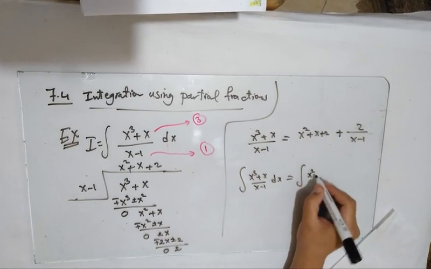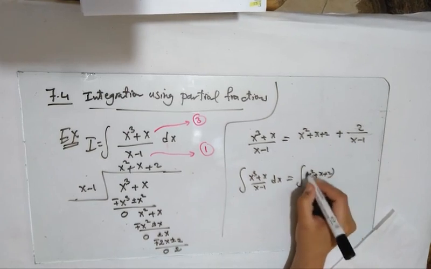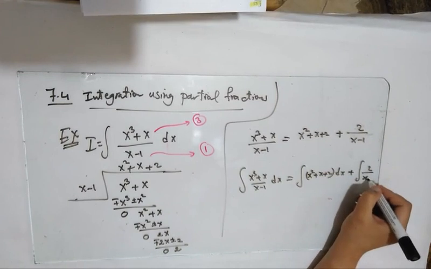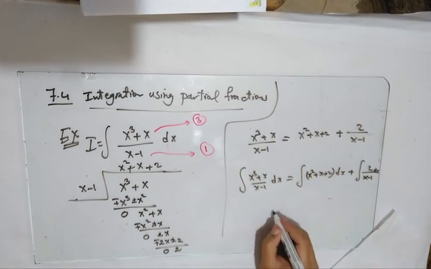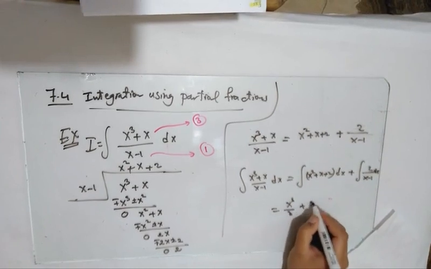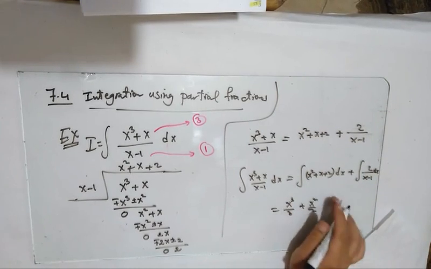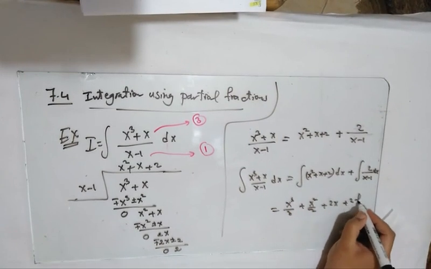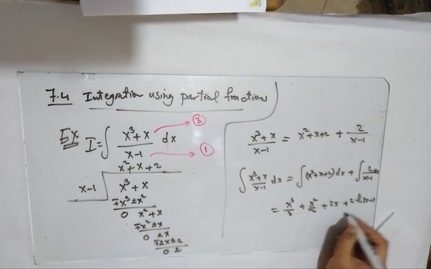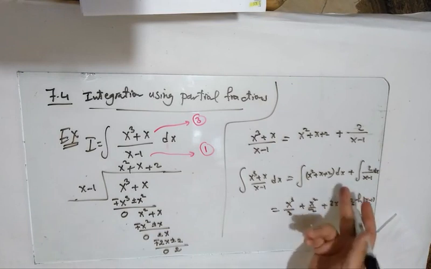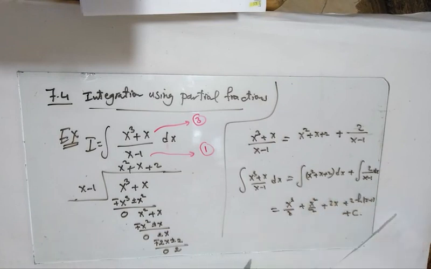the quotient, x squared plus x plus 2 with respect to x, and 2 over x minus 1 with respect to x. And the integration easily will be x cubed over 3 plus x squared over 2 plus 2x plus 2 times the absolute value of x minus 1, plus c. So using the trick of the long division, we get a much easier integral.